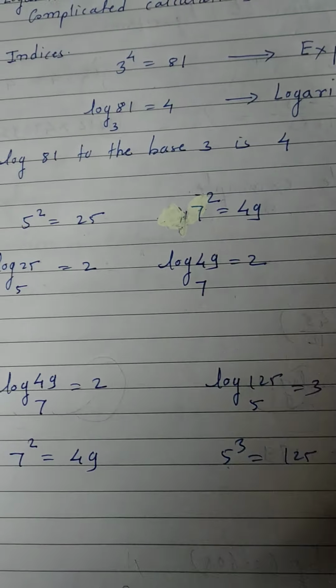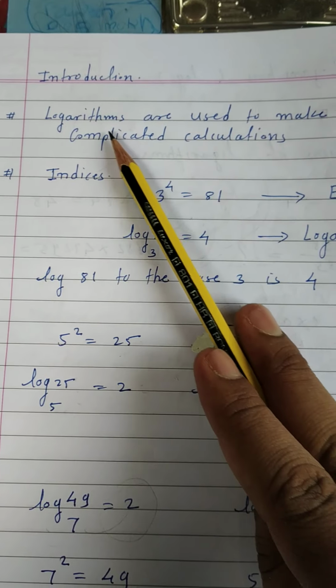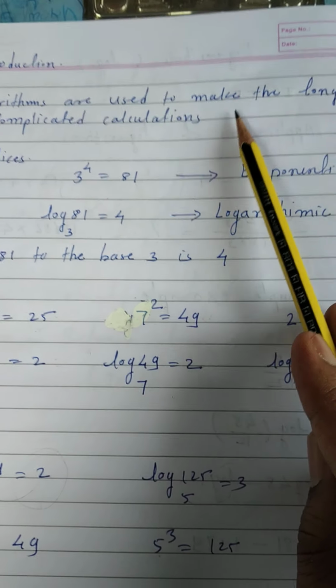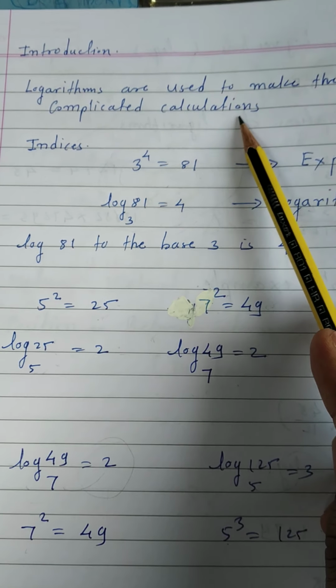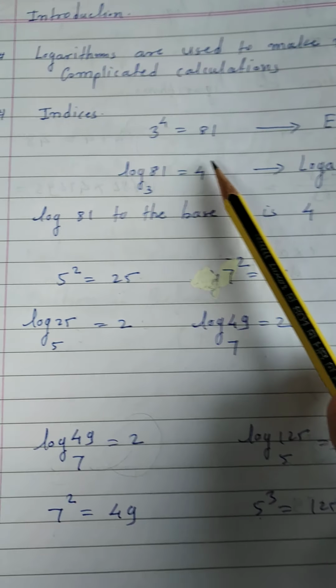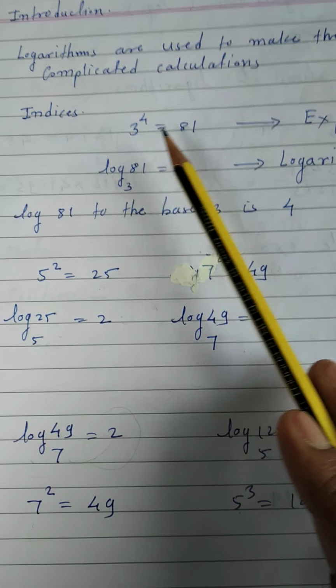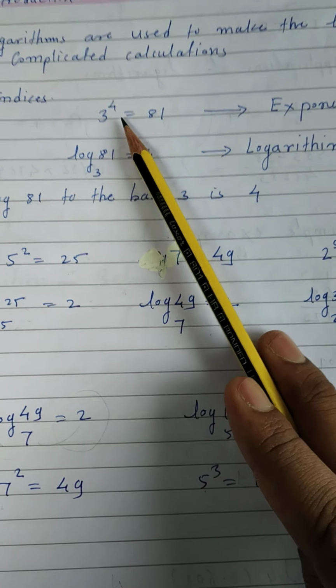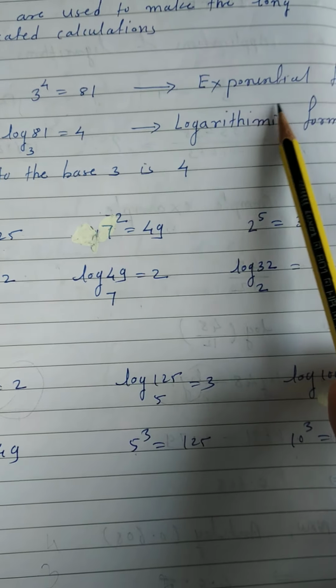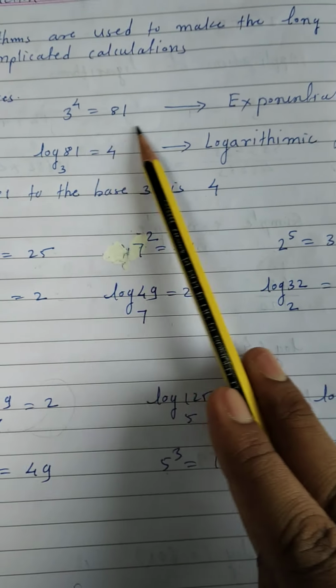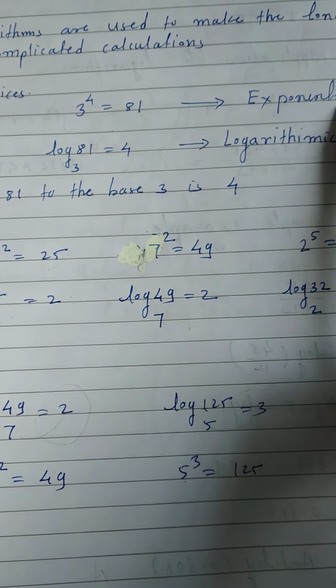Okay, now we'll go for some introductory part or facts of these logarithms. What are logarithms? Logarithms are used to make long complicated calculations easier. Okay, now first of all we will understand what we mean by indices. We all know indices. 3 raised to 4 is what? 81. This is exponential form. You can see 3 raised to 4 is 81, which is exponential form.